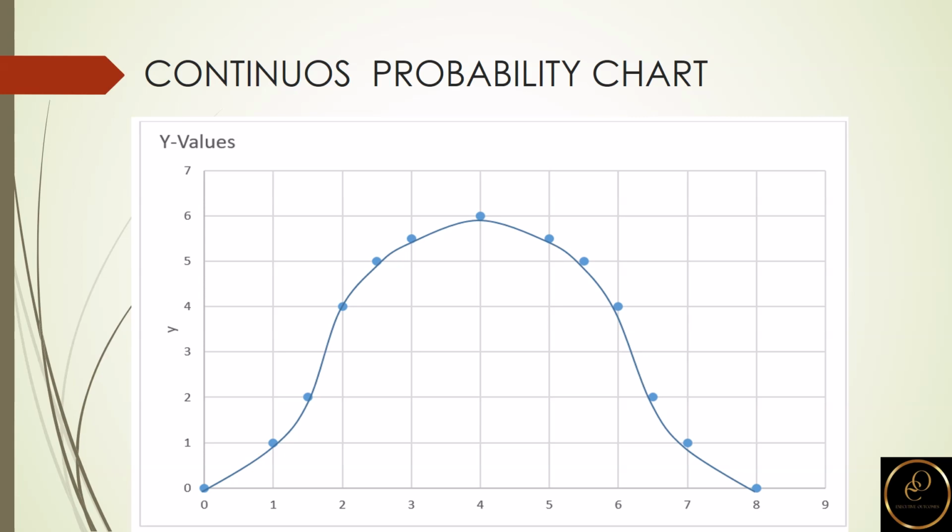So if a large sample is involved, then the probability distribution will be presented in the form of a continuous smooth line, as I can show you in this graph. That is what I wanted to share with you under continuous probability distribution.